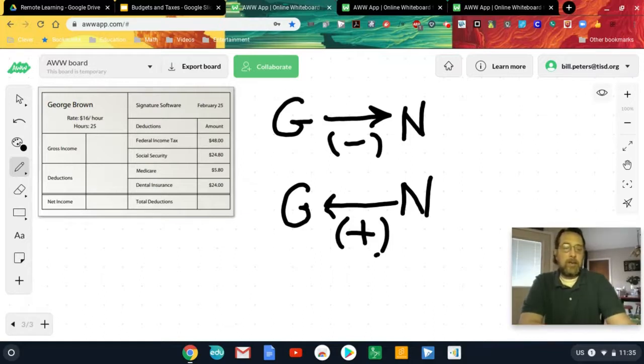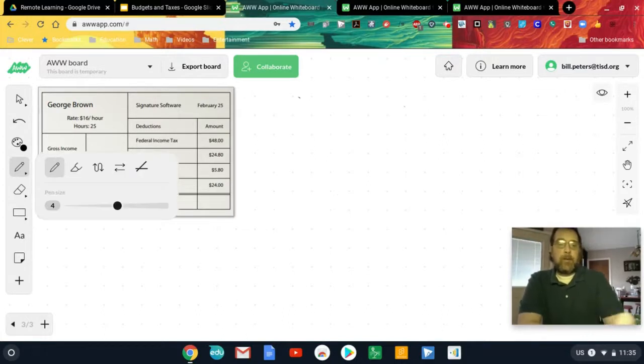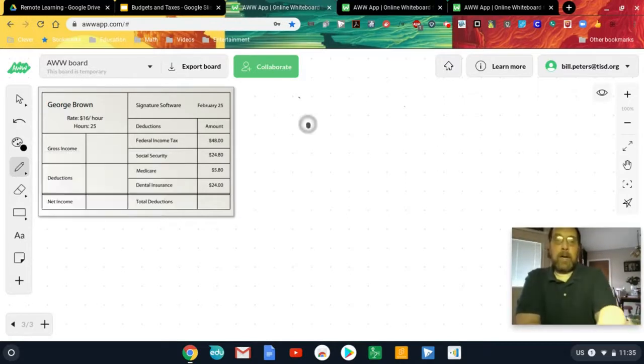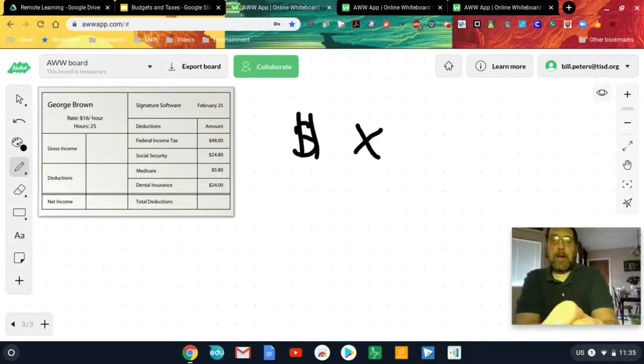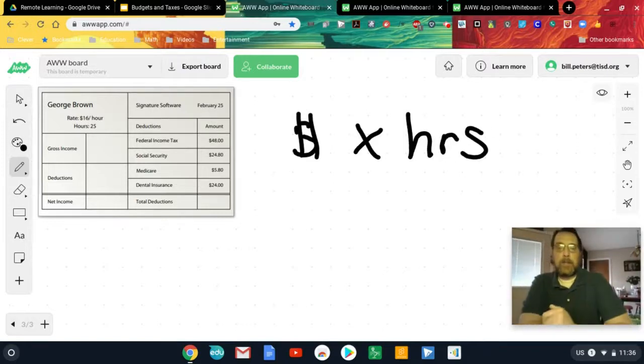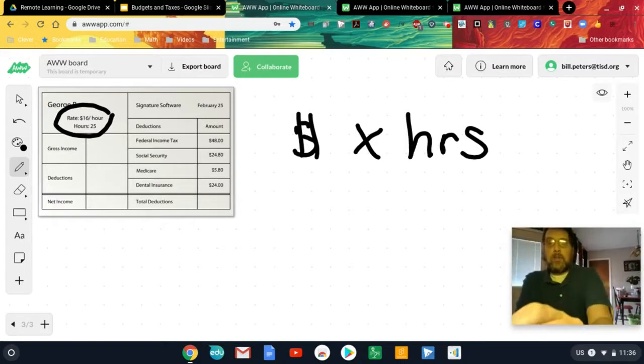So how do we get gross income in this situation? In order to get the gross income, we're going to go money times hours. And that we can find usually at the top. $16 an hour for 25 hours. So it would be 16 times 25. That will give us our gross income.